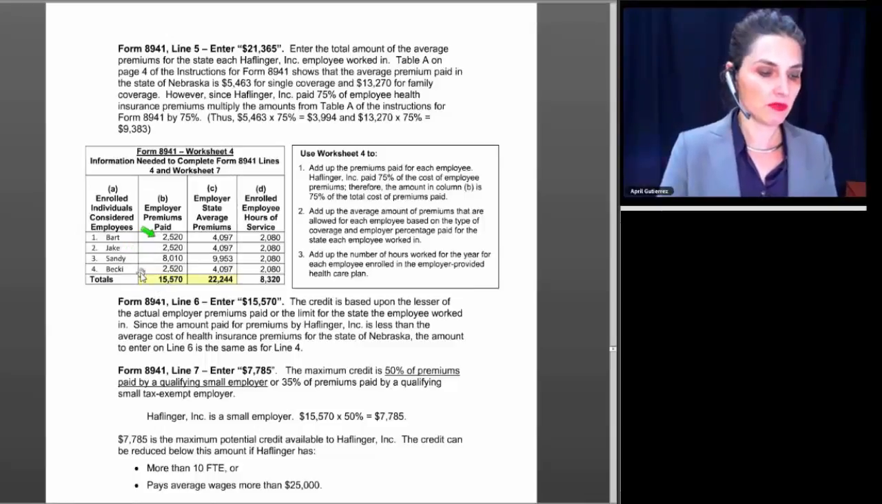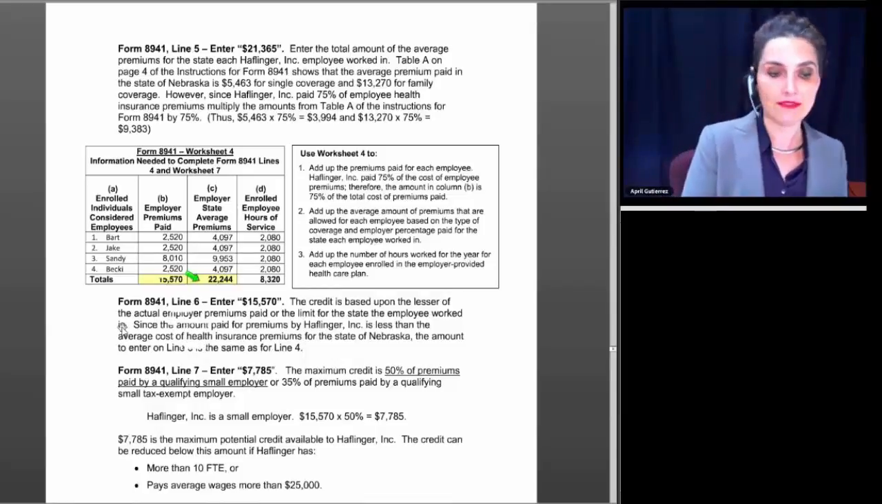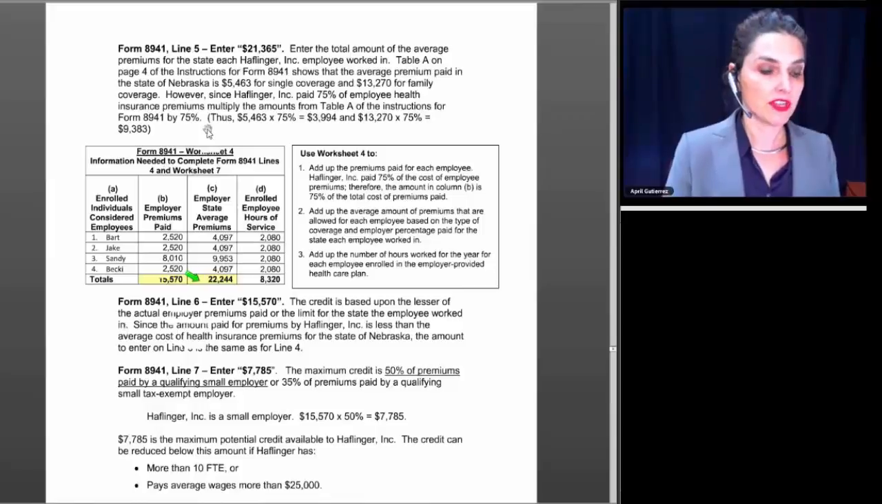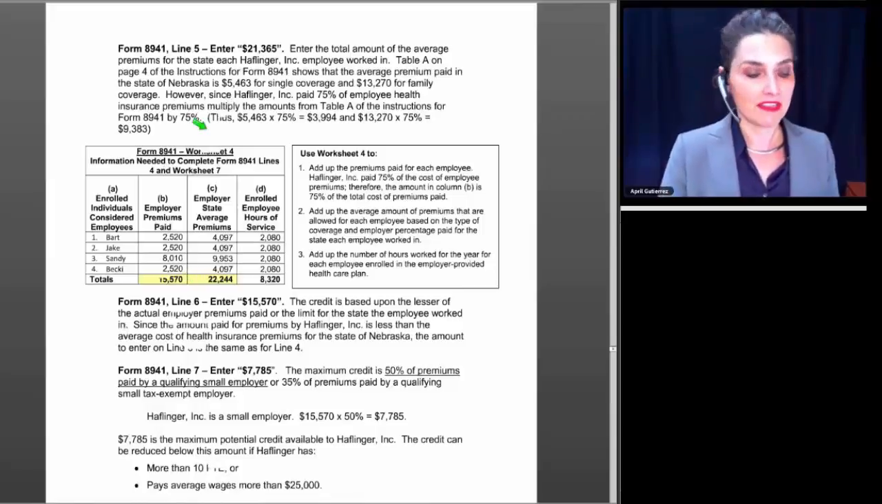So this is the amount of employer premiums paid. This is the state average cost of those same premiums, and the credit cannot be based on a number higher than the state average. And of course, for Haflinger, the number is less than the state average. So whether the state average goes up or stays the same, it doesn't really affect our computation. It merely affects the number we enter on line 5.